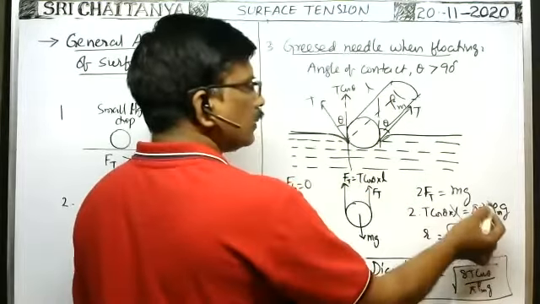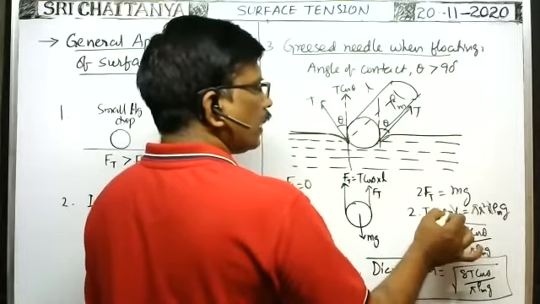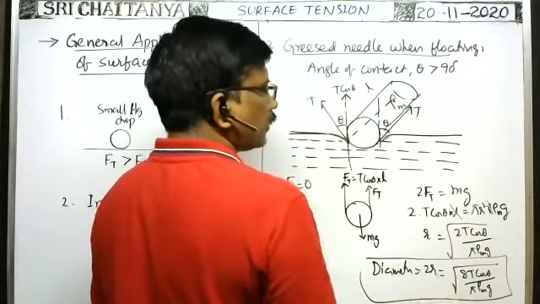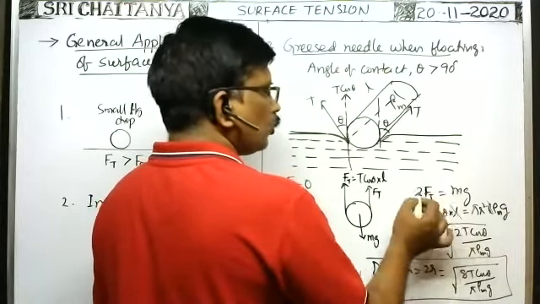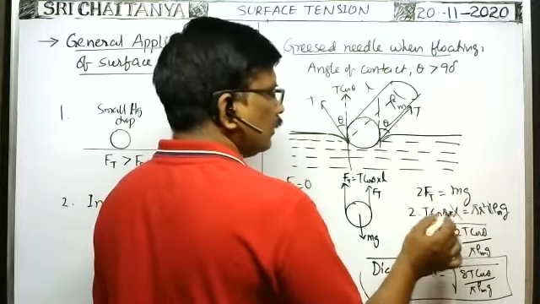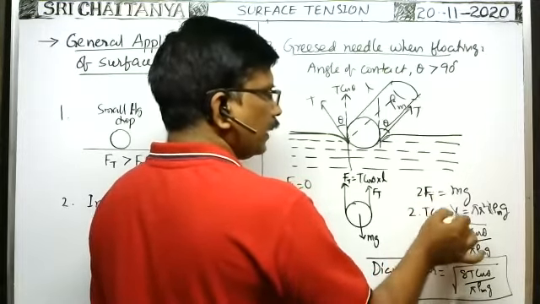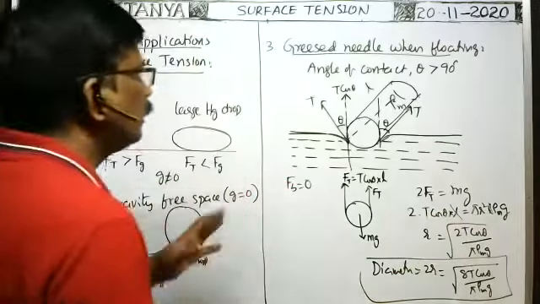What is the mass? Just m is equal to 2t cos theta by g. Directly we can write. If they ask mass, m is equal to Ft by g. Ft means 2t cos theta, that is t cos theta into l. In this way, we can find.